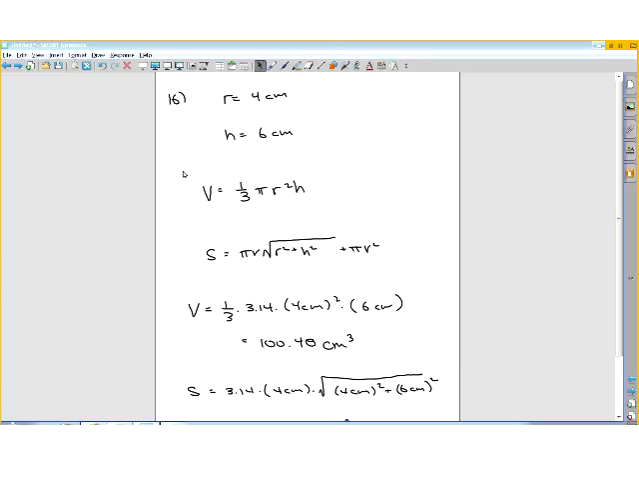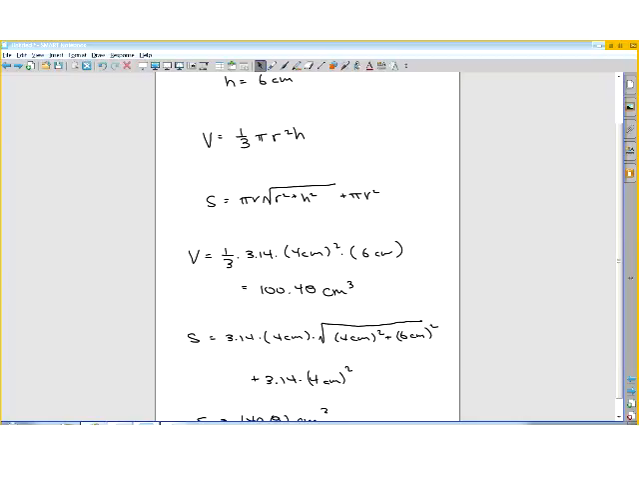And the final one we're going to do here is this right circular cone. It has a radius of 4 centimeters, height of 6 centimeters. Here are the equations from the book. Volume 1/3 pi r squared h. Multiply all the numbers out, you get 100.48 centimeters cubed. Volume is always units cubed.